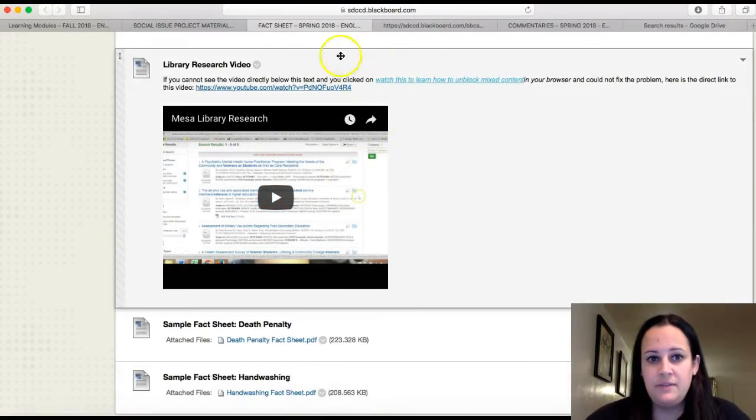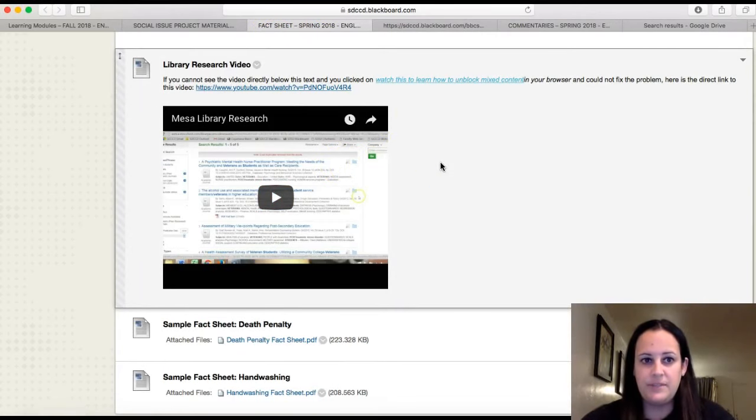And that's basically the fact sheet, right? You're going to be doing some research on the Mesa Library website to find your scholarly sources based on your social issue. And like I said, you can choose any format. You can choose a T-chart, a flow chart. You can do simple Word or Google Doc with subheadings. You can do a timeline of facts, whatever you think is most appropriate for your reader, right?